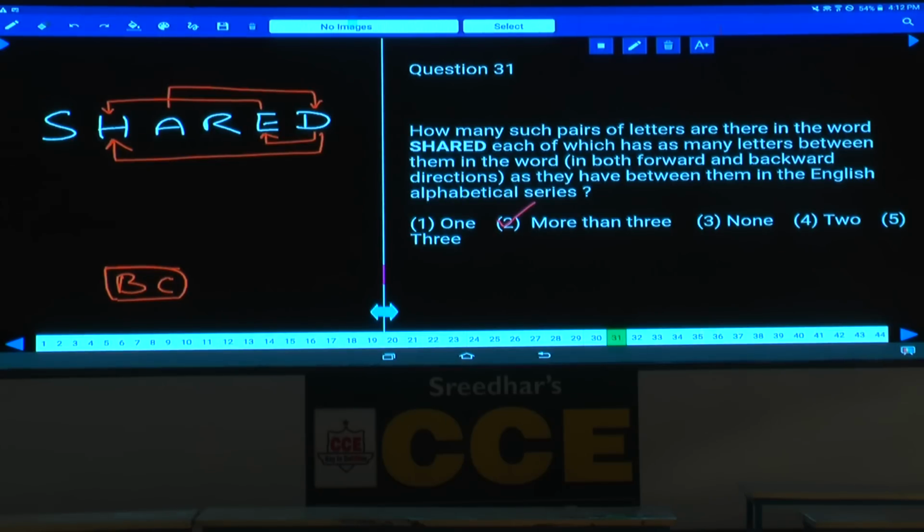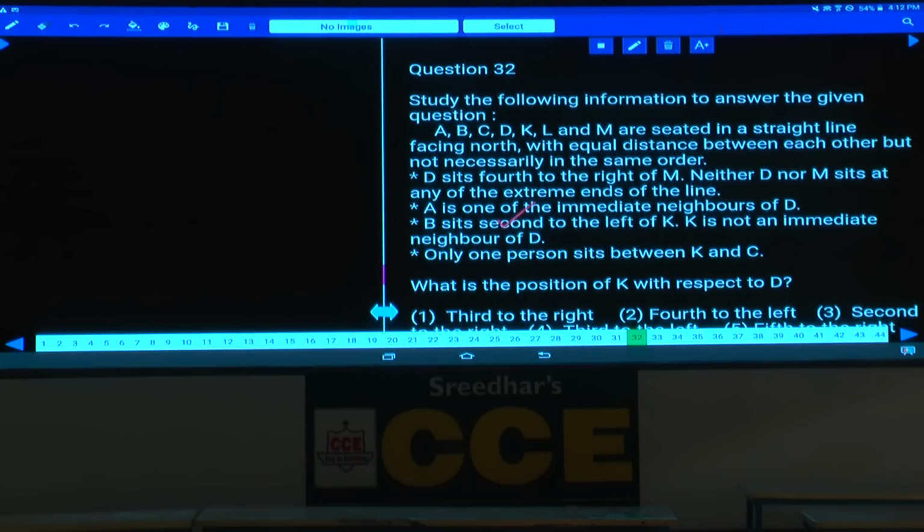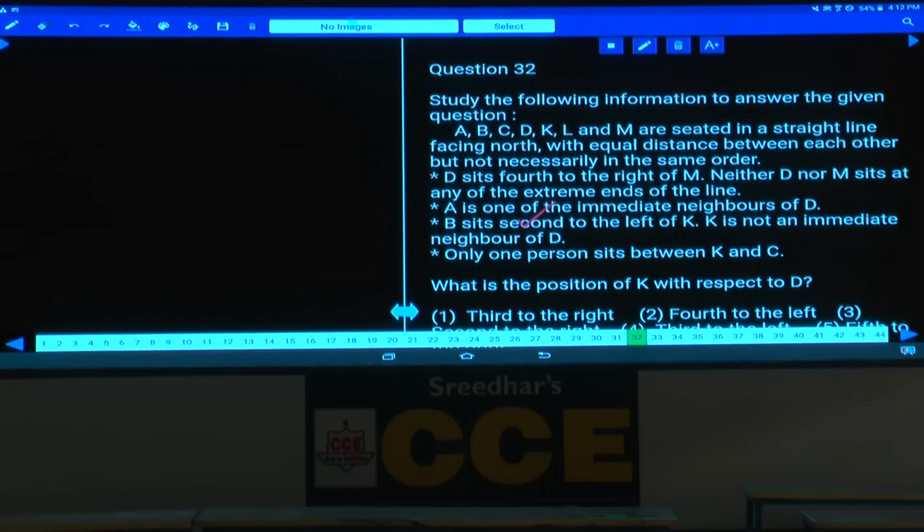Then question number 32 to 36. Now these questions, 32 to 36, are based on a straight line seating arrangement. 7 persons are seated in a straight line: A, B, C, D, K, L and M, but not necessarily in the same order, facing north. Clearly given, all the persons are facing towards one direction. D sits fourth to the right of M. Neither D nor M sits at any one of the extremities of the line. D sits fourth to the right of M, then what are the different possibilities we can have?